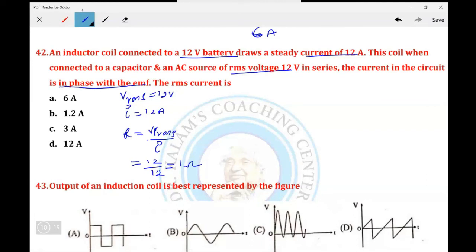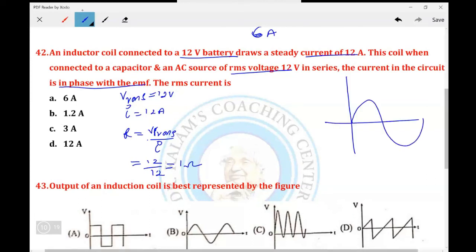Remember, in phase is for a resistive circuit, correct? But here you have connected an inductor and a capacitor, but read the statement. The current in the circuit is in phase with the EMF, which means it is behaving like a resistive circuit.